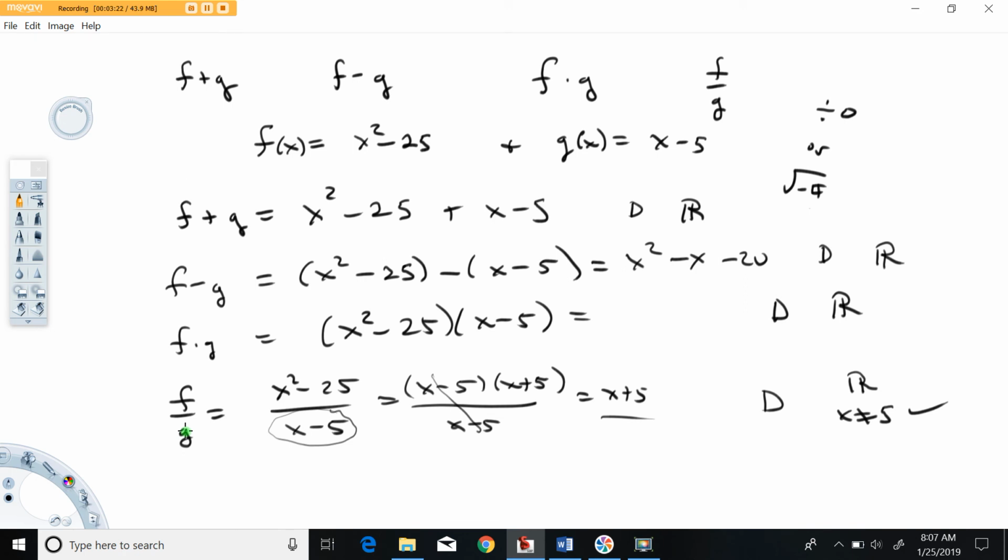So that's a little bit about how to add, subtract, multiply, and divide functions and how to find the domains of such. I hope that this video helps.